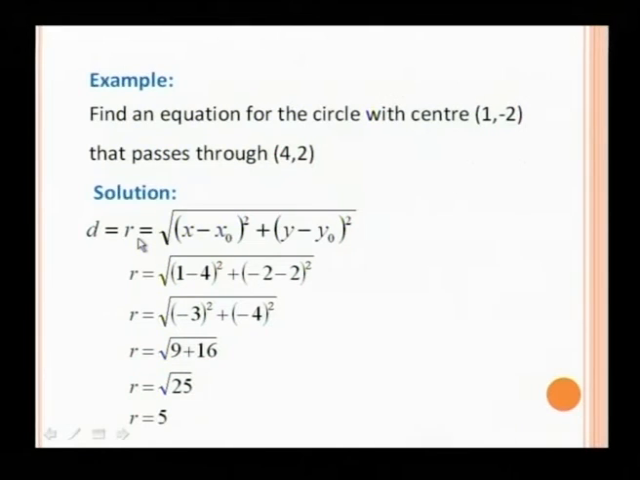For finding the radius, we will be using the same distance formula between 2 points, where distance is equal to radius, and radius would be equal to the square root of (x minus x naught) whole square plus (y minus y naught) whole square. Putting all these coordinates in the distance formula, we get radius is equal to the square root of (1 minus 4) whole square plus (-2 minus 2) whole square. By simplification, we get radius is equal to 5. Now, we have radius is equal to 5 and we have to find the equation of the circle which is centered at 1, -2.